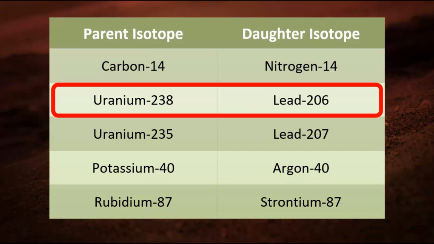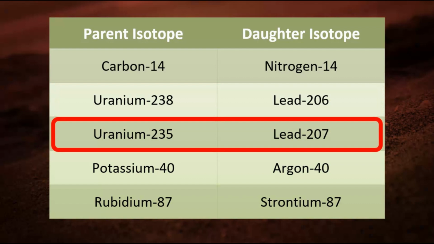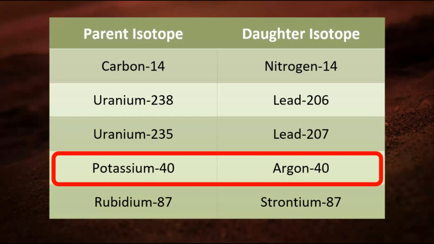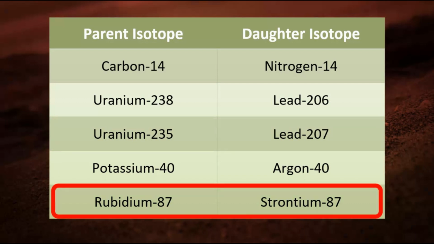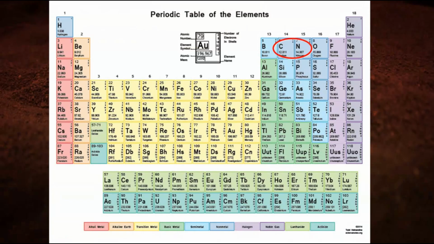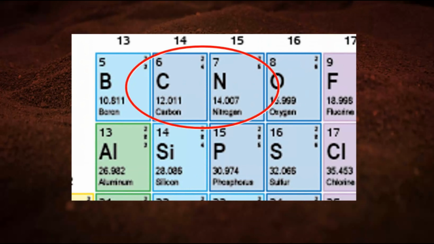We have other examples. Uranium-238 turns into lead-206. Uranium-235 turns into lead-207. Potassium turns into argon, and rubidium turns into strontium. So these are the decay parent and daughter isotopes. And what I mentioned before, if you look at the periodic table of elements, you see carbon, the atomic weight is 12, and right next to it is nitrogen, 14. So carbon-14, once it decays, turns into nitrogen-14.